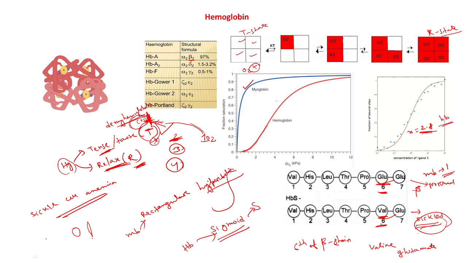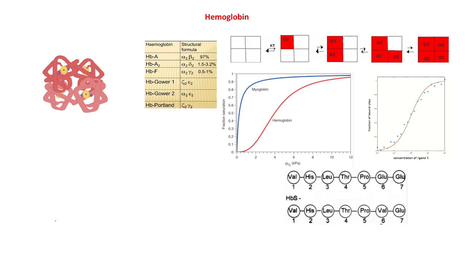So now come to the factors affecting the affinity of hemoglobin to oxygen. That means hemoglobin can bind to oxygen, and how tightly it binds varies. Some factors also determine the tightness of the oxygen with the hemoglobin. One is called the pH.